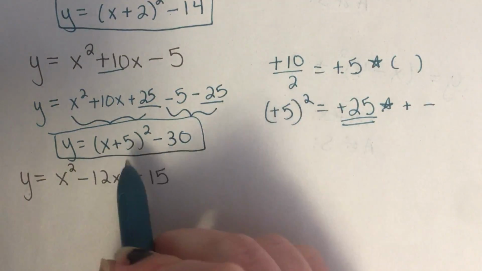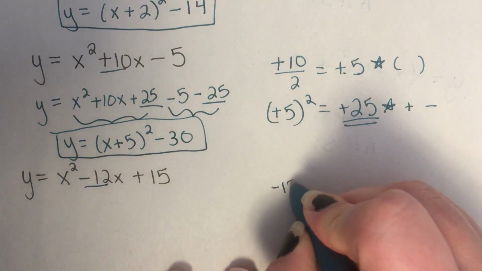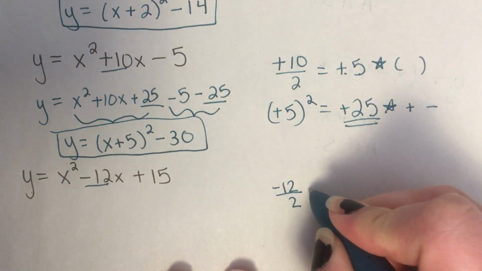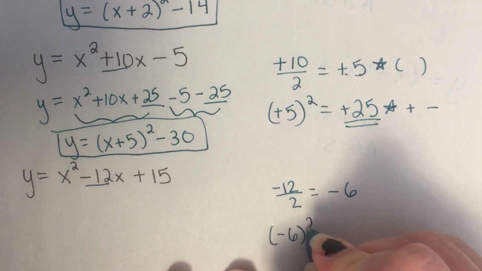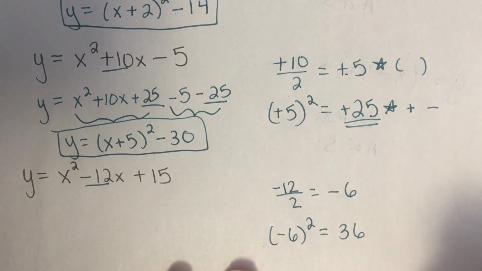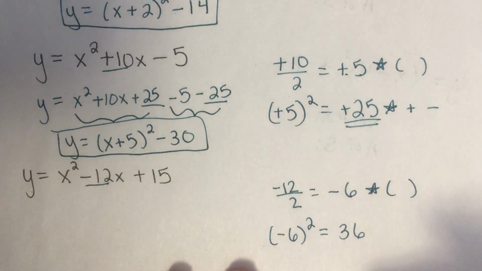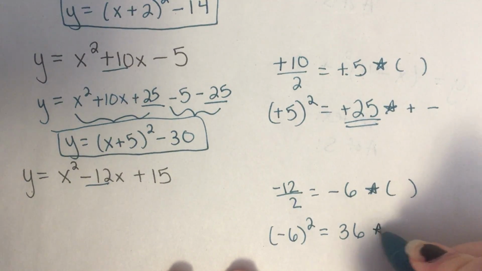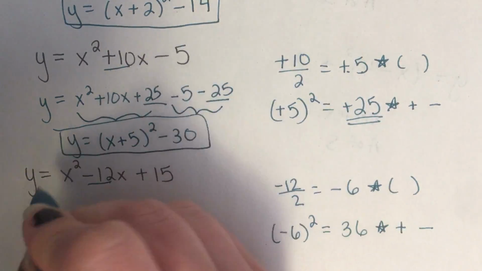So my last question is going to have a b of negative 12. So I'm going to take negative 12, divide by 2 to get negative 6. Signs are important. Negative 6 is squared, makes 36. Once again, negative 6 is what's going to go in the parentheses in my last step. And 36 is what's going to go now in that plus and minus space that I provide.